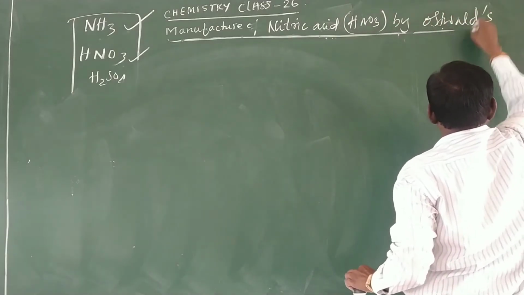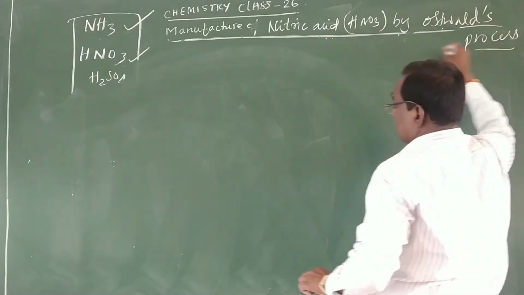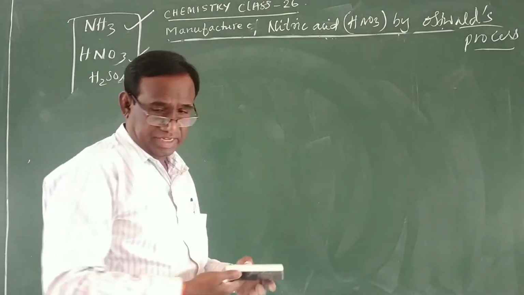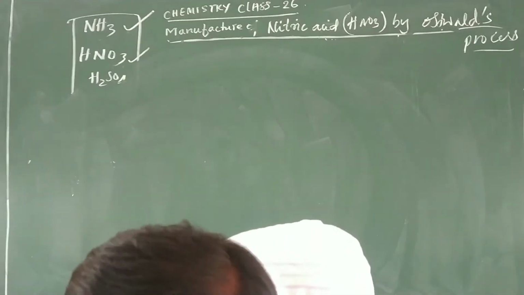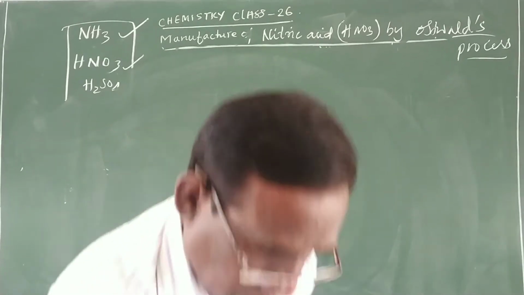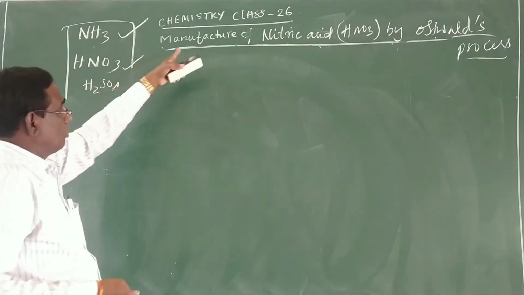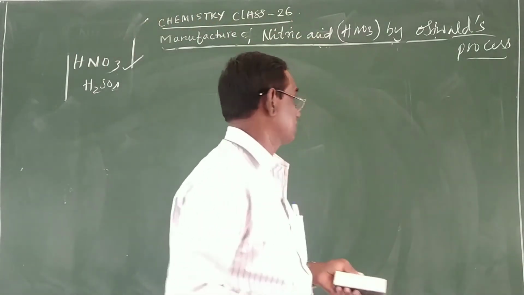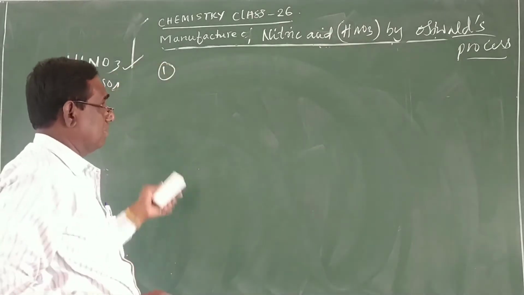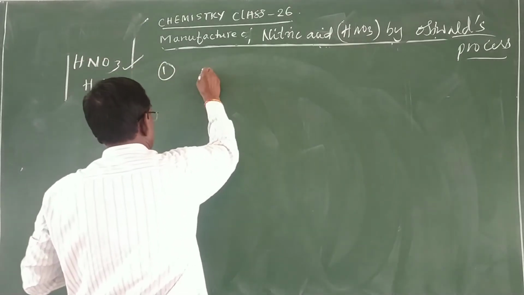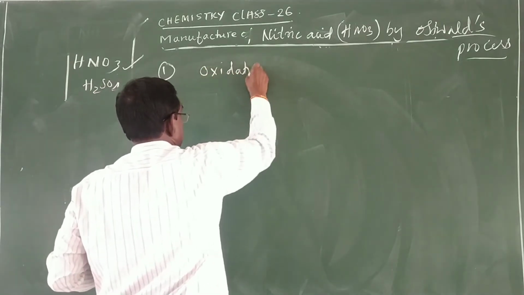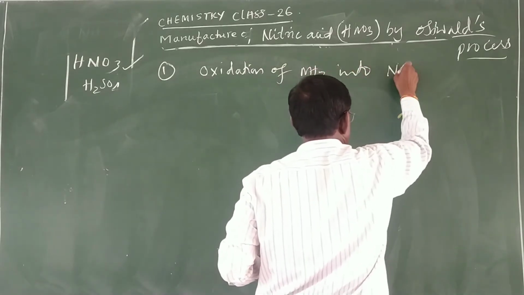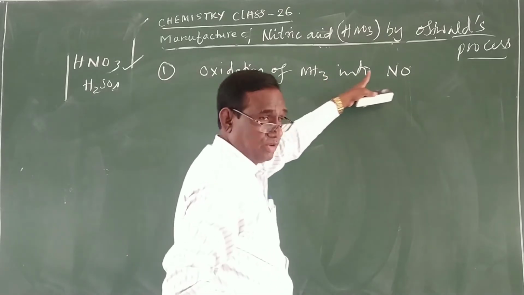For this also you have a 3 mark question. Actually you have to write the equations. The manufacture of nitric acid by Ostwald's process involves only 3 steps. The first step of the Ostwald process is the oxidation of ammonia into nitric oxide, NO.